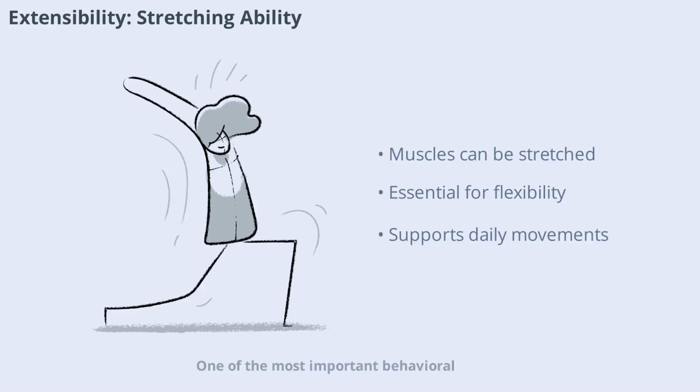One of the most important behavioral properties of the musculo-tendinous unit is extensibility. This refers to the ability of the muscle and tendon to be stretched or to increase in length. Extensibility is what allows us to reach for objects, perform yoga poses, or simply bend down to tie our shoes. Without this property, our movements would be stiff and limited. The balance between extensibility and other properties ensures that our muscles can adapt to different physical demands.